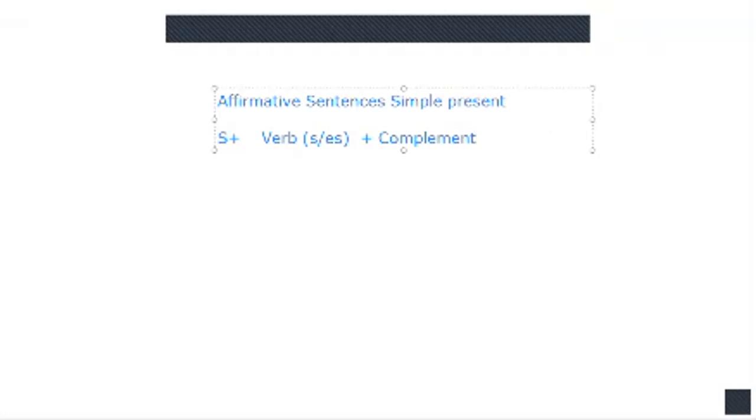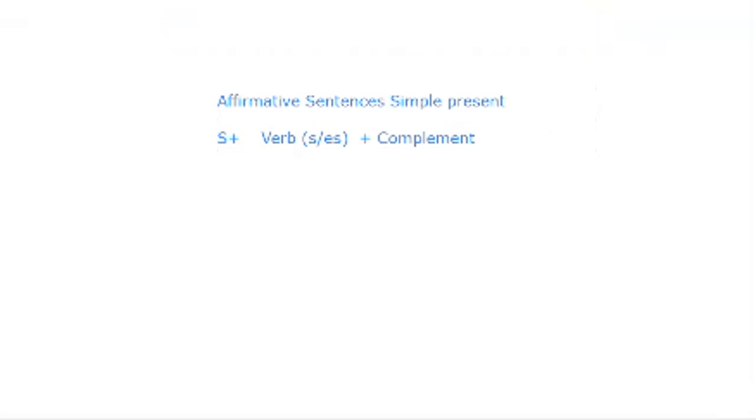Now, in English, when we talk about negative sentences, it varies a little bit. We have a small problem there. Why? I'll show you why. Because the structure is like this: the structure is subject plus do or does.